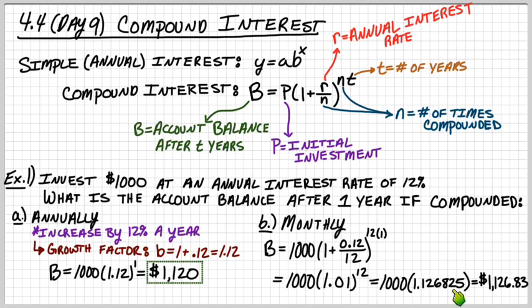So $1,126.83. But I want to talk about this interest rate for just a second. So this is the effective, this is called the effective annual yield.